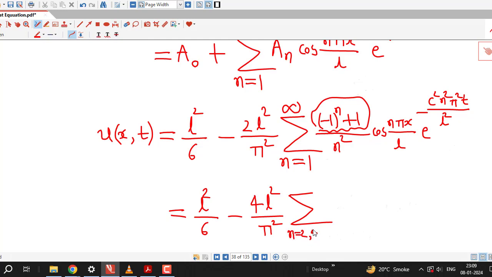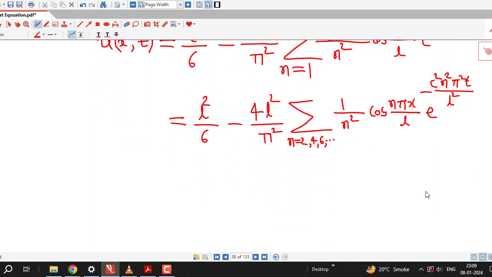N is even, so 2, 4, 6 and so on. And here I write 1 over n square cosine of n pi x over L e raised to minus c square n square pi square t divided by L square. And we can further simplify by considering that because n is even, we can replace n by a multiple of 2.